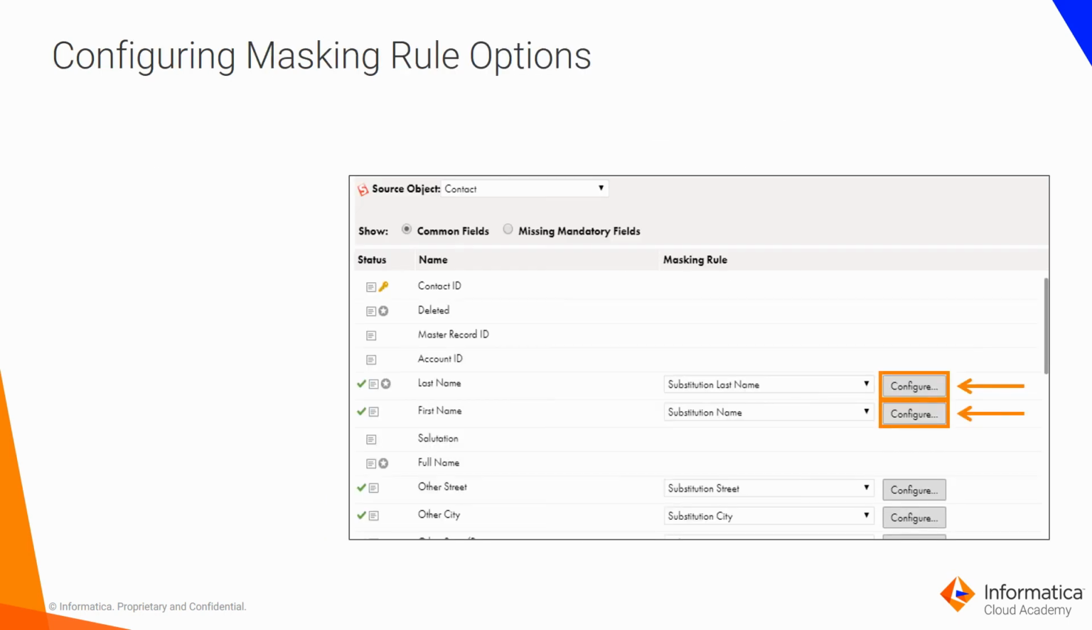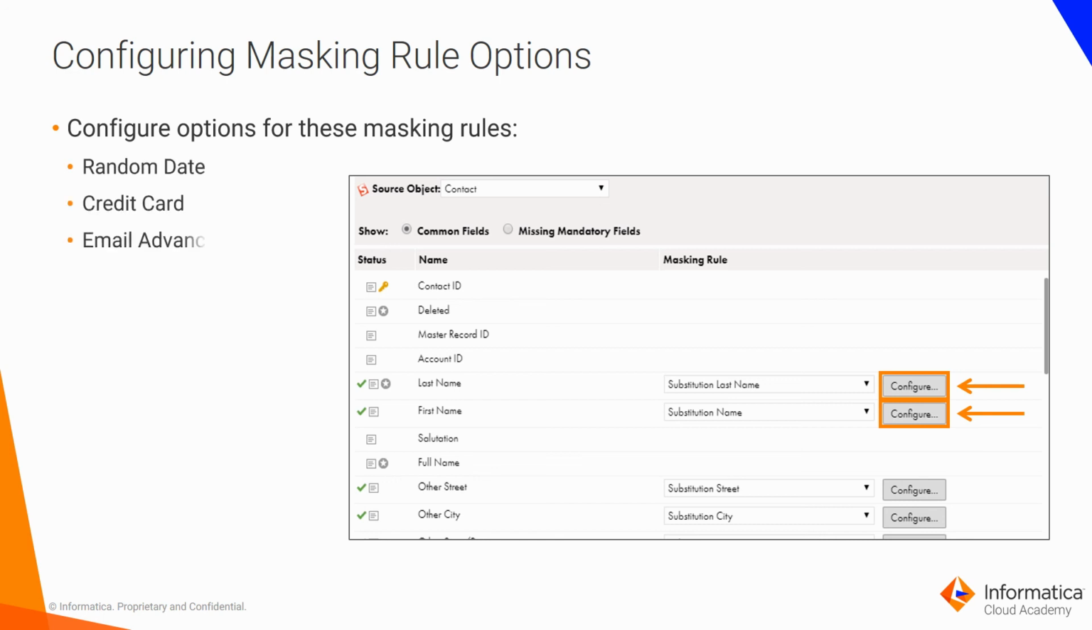Depending on the masking rule you select, some have additional options available for you to configure as well. Those masking rules are listed here: random date, credit card, email advanced, key masking, random, and social insurance number masking.